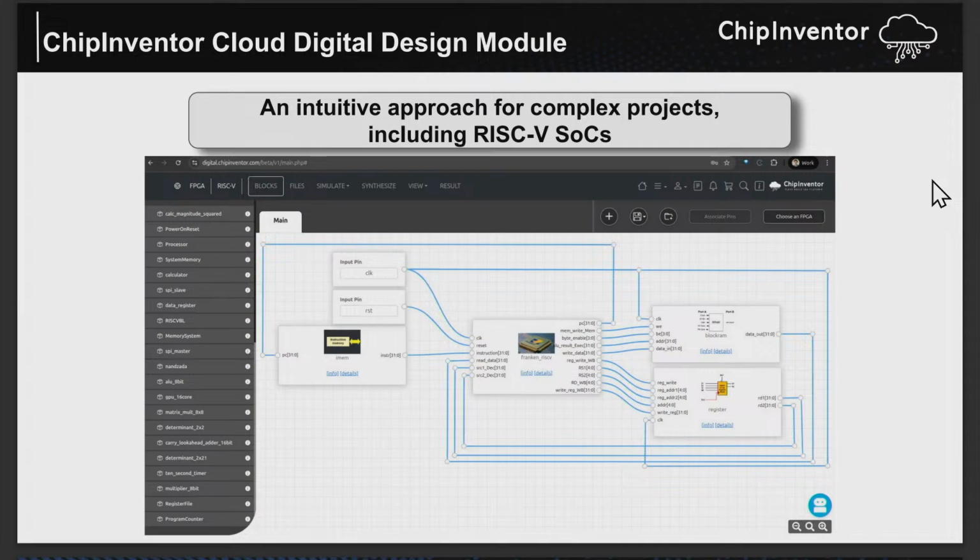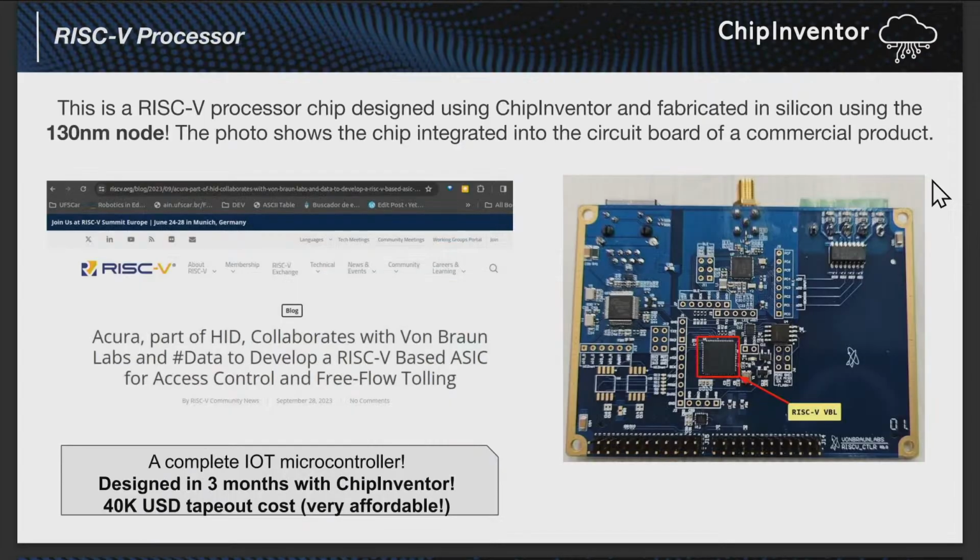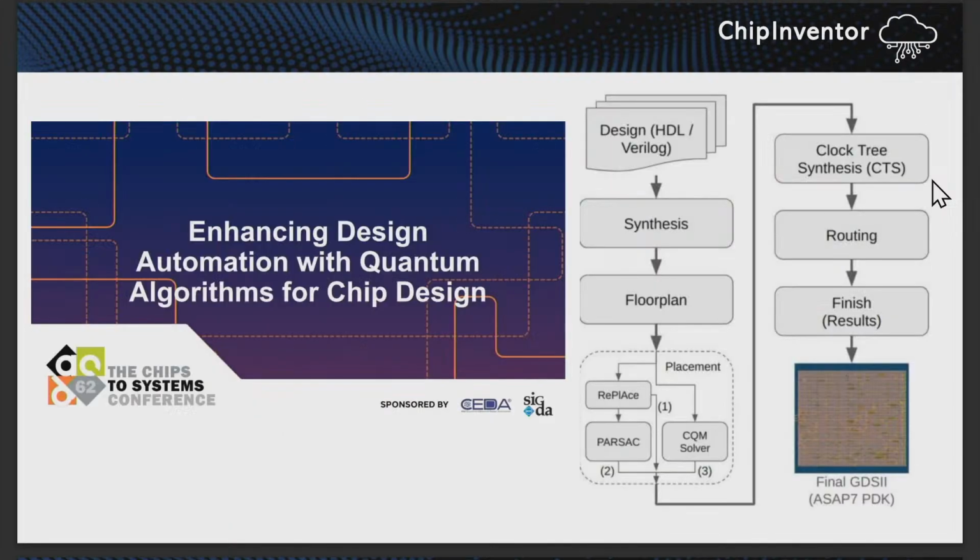This is a RISC-V core that is available on Chip Inventor as a block, and you can load this design, synthesize it, test it on the FPGA, and then tape out. We have already taped out such a design in SkyWater 130. This is a commercial product with a RISC-V core that was taped out using Chip Inventor. It's, how can I say, a success case, okay?